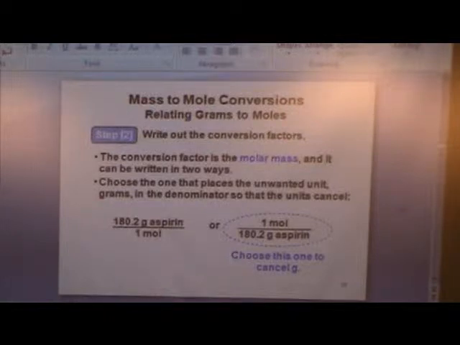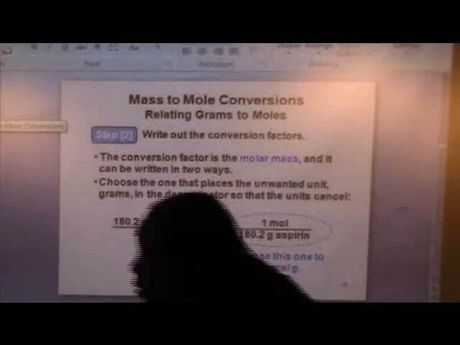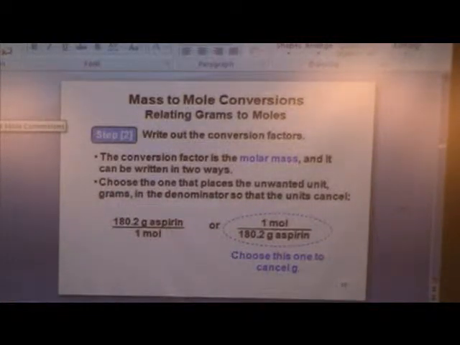1 mole means the same as 180.2 grams. 180.2 grams is 1 mole. So it's like 8 divided by 8. You put 8 on the top, you put 8 on the bottom. You put 8 on the bottom, 8 on the top. It's the same. But the difference is, when do we use the first conversion factor? When do we use the second conversion factor?